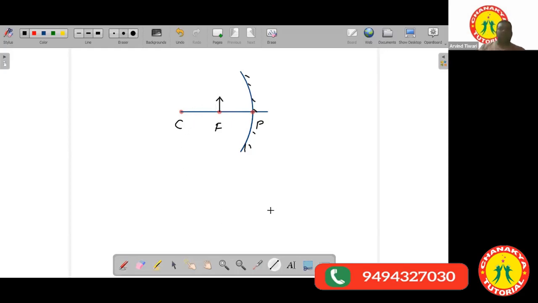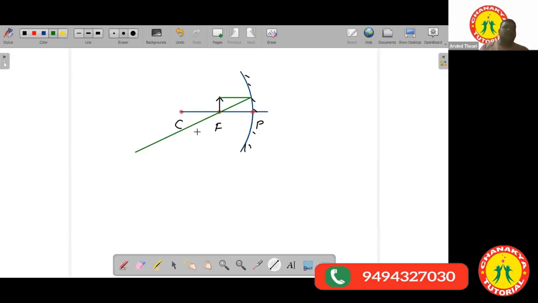Now from this point we have to consider two light rays. I told you there are three options, so let's try out the first two. We start from the tip of the arrow. A ray of light passing parallel to the principal axis, when it touches the mirror, will pass through the focus, like this.